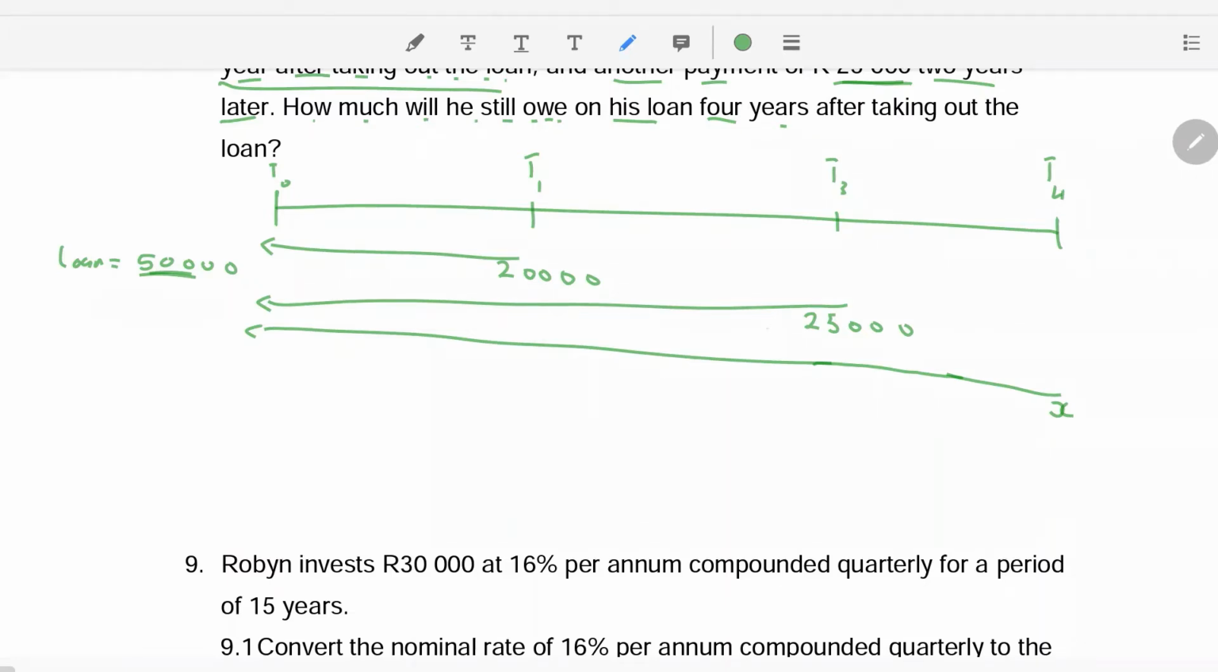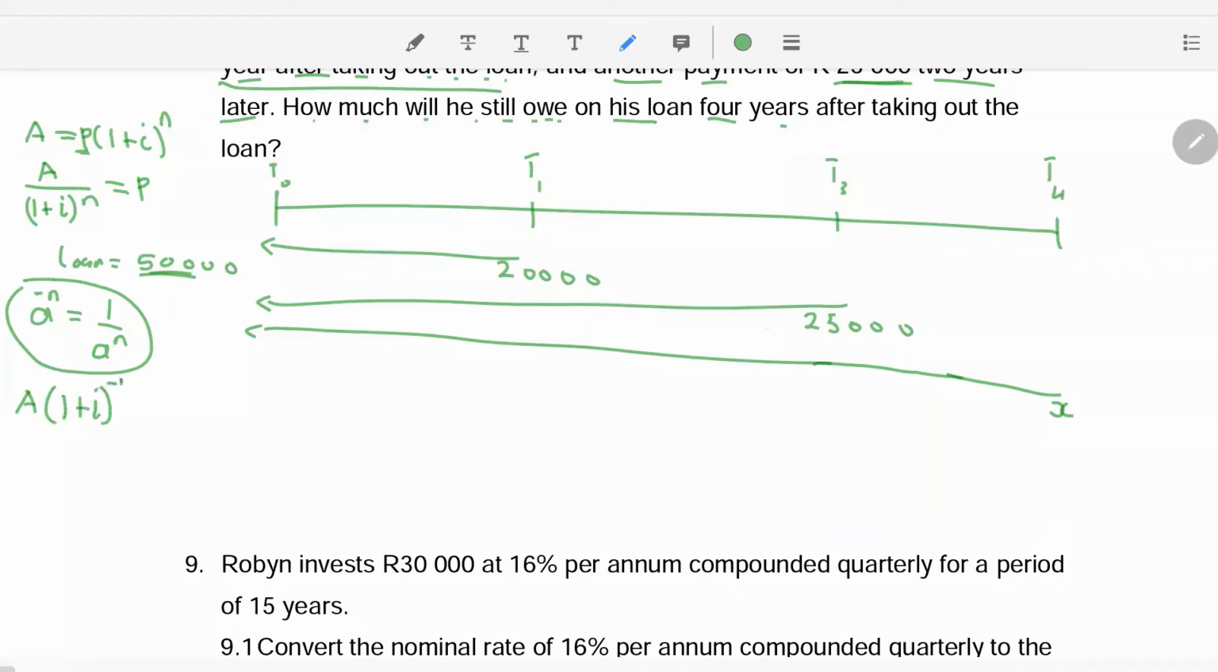From the compound interest formula, which is A equals P into 1 plus i to the power n, A represents the accumulated amount, and then P is the principal amount, the original amount. So in this situation, P is the loan, and we are working back in time. So algebraically, if you divide by the bracket, this gives you P. And then applying one of the laws of exponents, that a to the power of negative n is the same as 1 over a to the power of positive n. So applying this law of exponents, we shall actually have A times the bracket 1 plus i to the power of negative n equal to P.